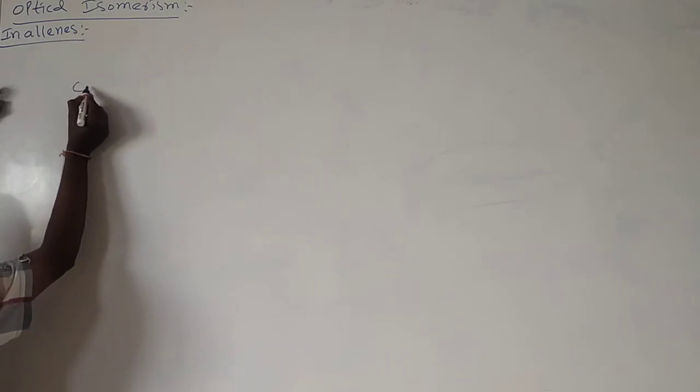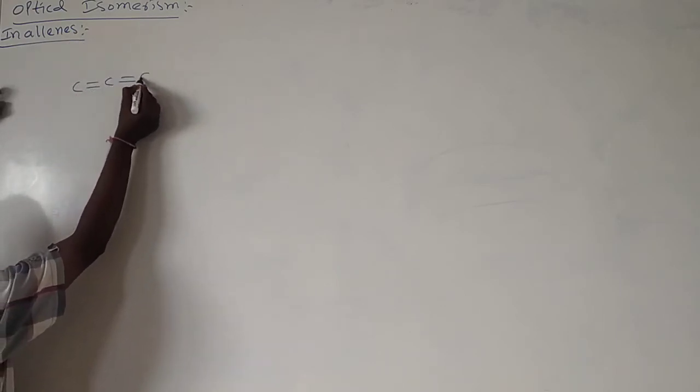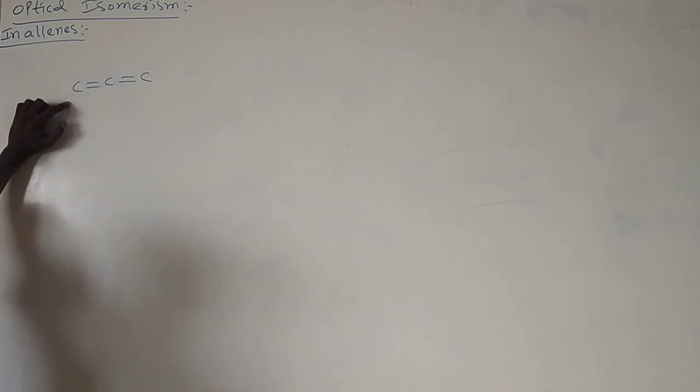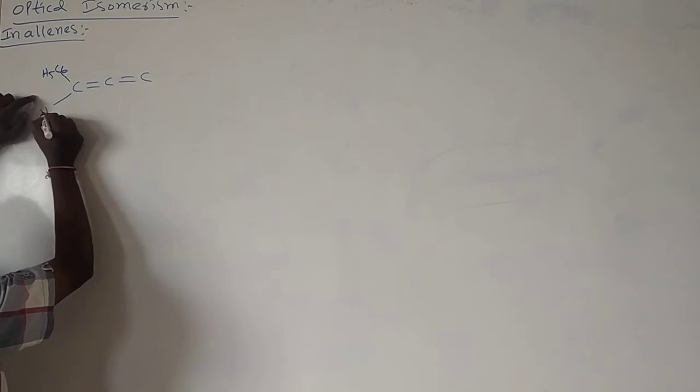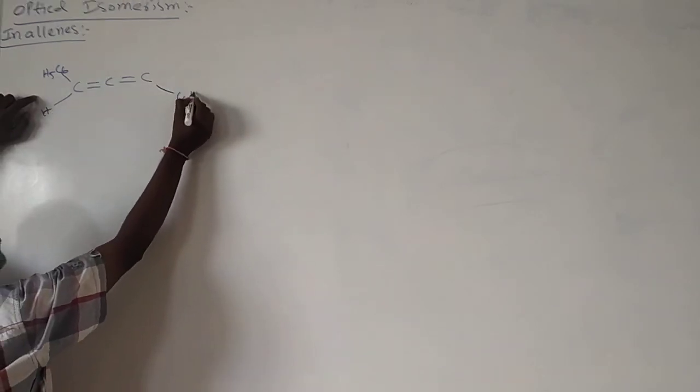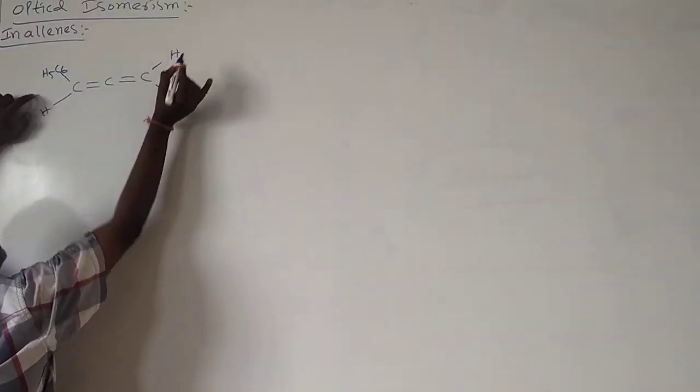What are those you see? Allenes. Allene means two double bonds are present on adjacent carbon atoms. We call this an allene system. Okay, here the phenyl group is there, C6H5, here H, here C6H5, here H.